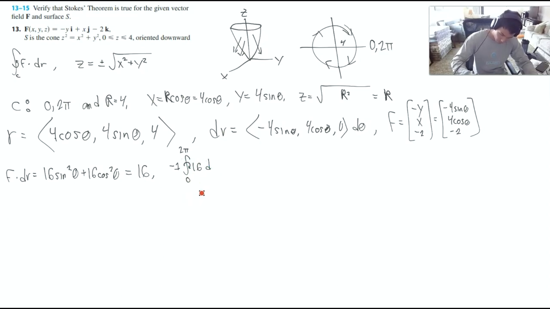And this would be what? Just d theta right here. So this is f dot dR. I mean, look at it, it's simplified all down to this. And we just get that this is negative 32 pi.